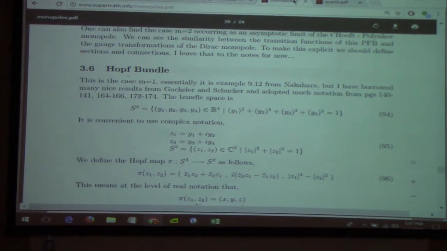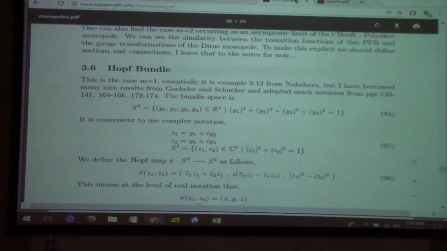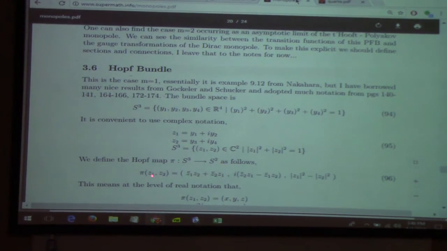I think it's just the bundle space is S3 and the Hopf map. So it's S3 with a base space of S2. So in some sense we're freezing the radius in space-time and just studying what happens at a particular radius. You could think of it that way maybe. And this is the formula for the bundle map going from the 3-sphere to the 2-sphere. And that's of course the projection map. And to define the bundle, there's bundle space, you could use complex notation, super nice.